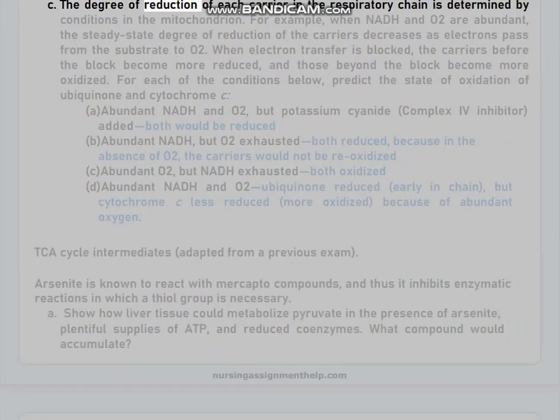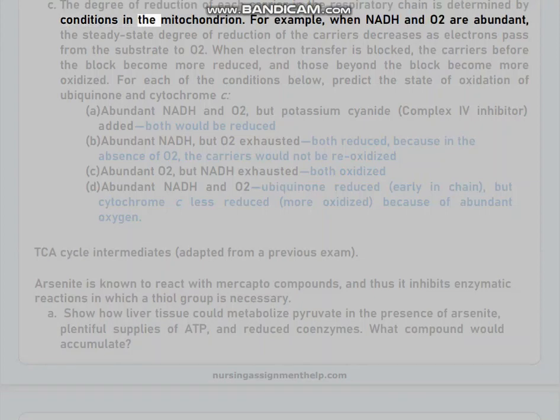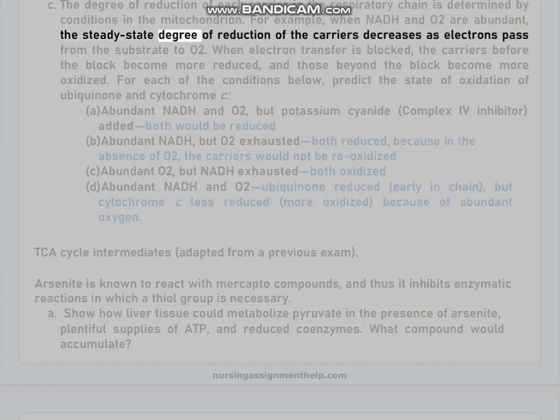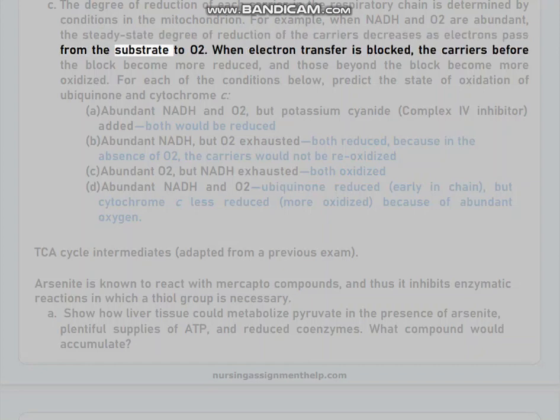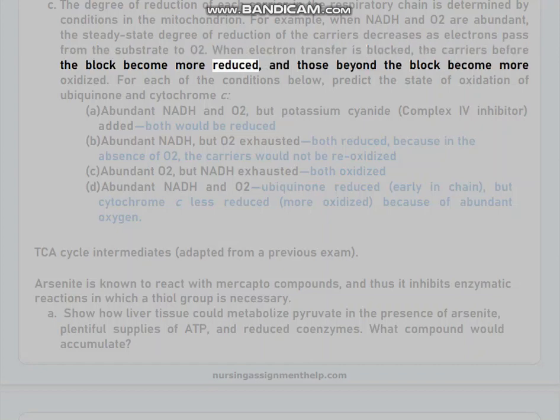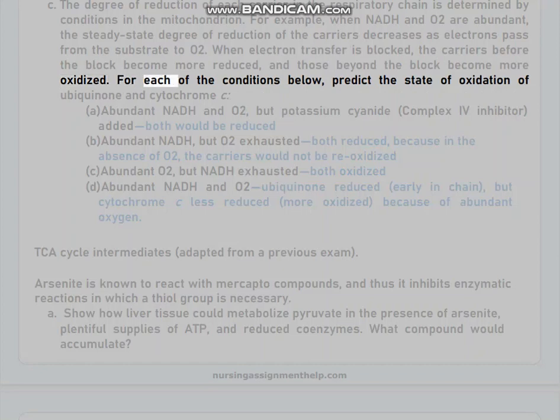The degree of reduction of each carrier in the respiratory chain is determined by conditions in the mitochondrion. When NADH and O2 are abundant, the steady-state degree of reduction of the carriers decreases as electrons pass from the substrate to O2. When electron transfer is blocked, the carriers before the block become more reduced, and those beyond the block become more oxidized. For each of the conditions below, predict the state of oxidation of ubiquinone and cytochrome c.